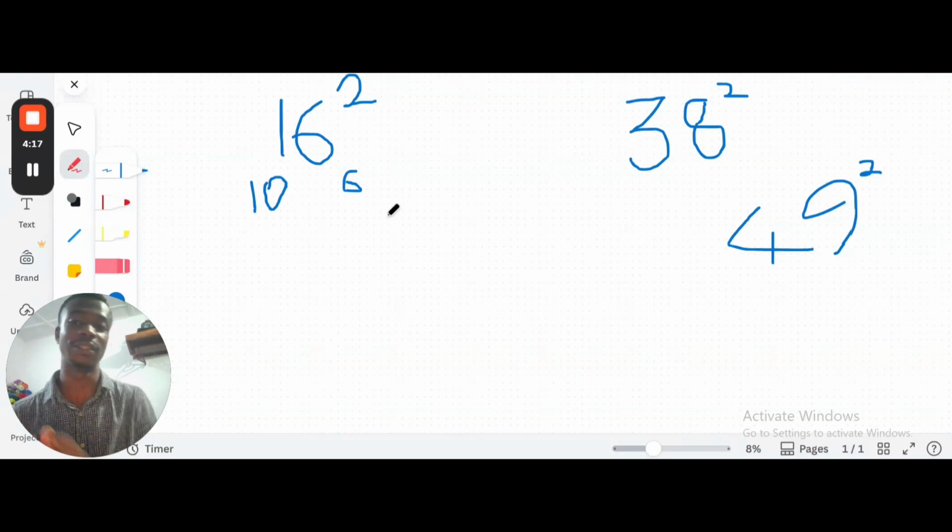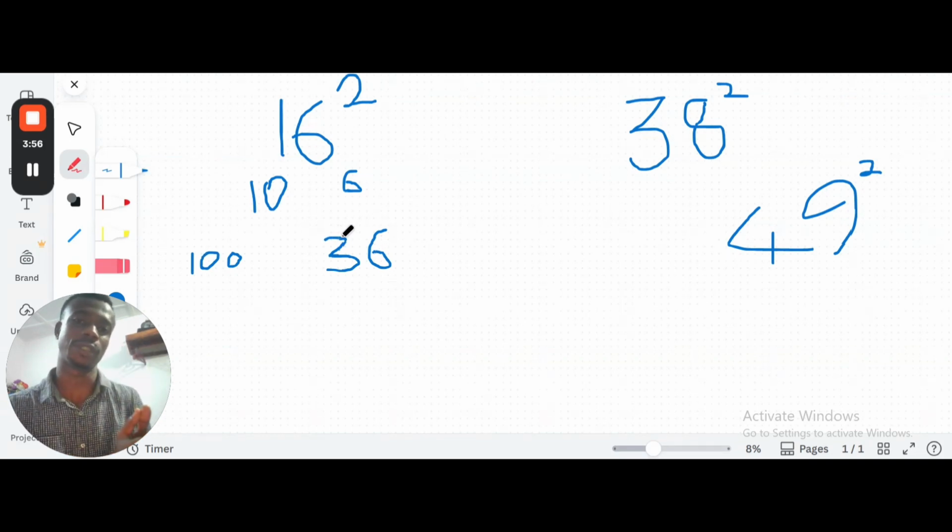The second thing you do is that you find the square of 10 and the square of 6. The square of 10 is 100 and the square of 6 is 36. Okay? The square of 6 is 36. All right.